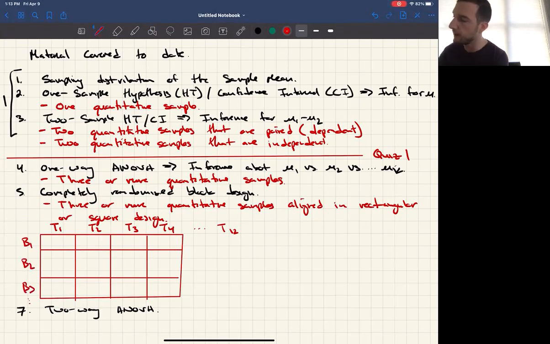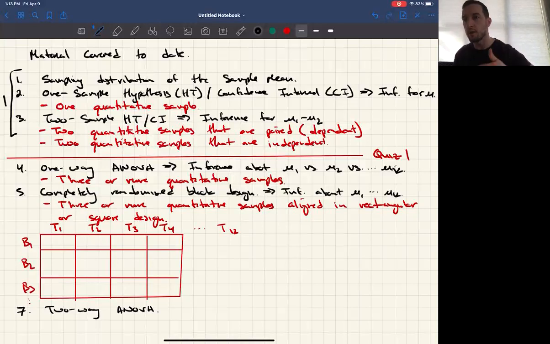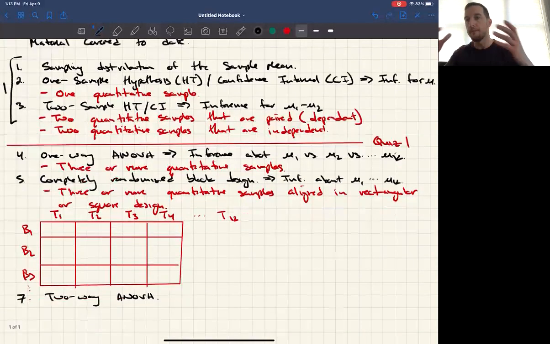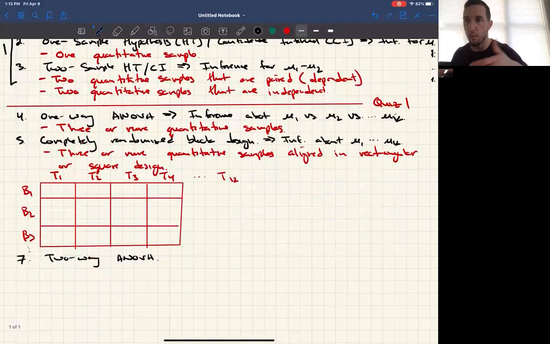right? So with the block design, we have the same goal as with one-way ANOVA. So this is still inference about mu1 to mu k. But the difference is that we're trying to accommodate for the blocking variable. So there are 2 factors that are present in the system, one that we want to talk about and one that is essentially confounding with the treatment that we want to explore and we would like to control for.